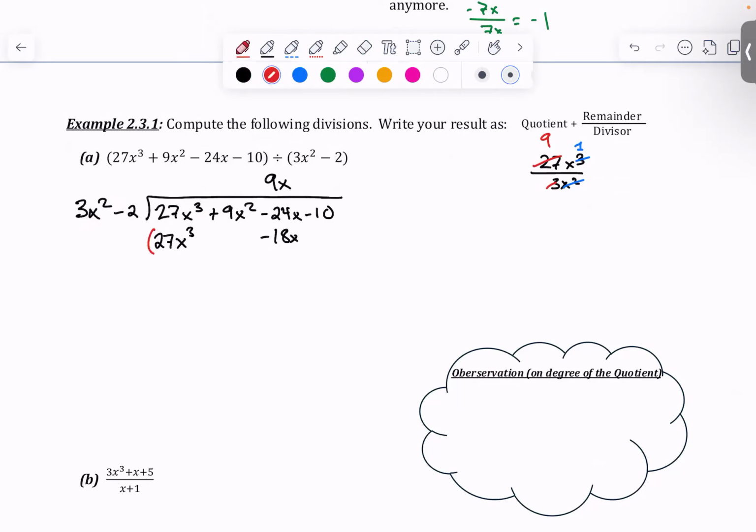Then I subtract. Those cancel by design. There's nothing to subtract from the 9x squared, so it just comes along. It becomes 9x squared. And then, is it going to be 30? Is it going to be 42 or is it going to be 6? Is it going to be negative 42 or negative 6?